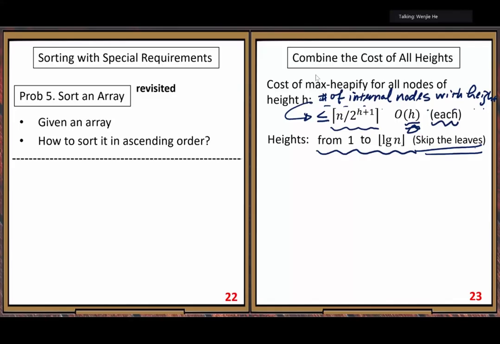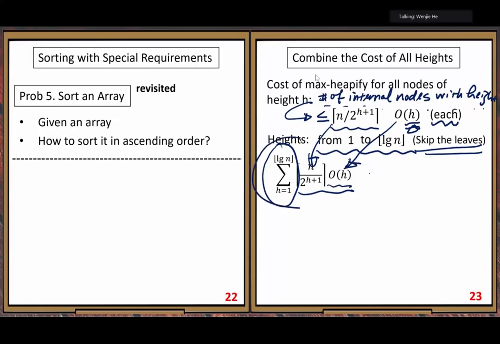Based on that understanding, we can look at the total cost, a summation covering all the height numbers. For each height number, the upper bound, each such internal node needs this much cost. So that's why you have a multiplication. Now we need to estimate this summation expression.